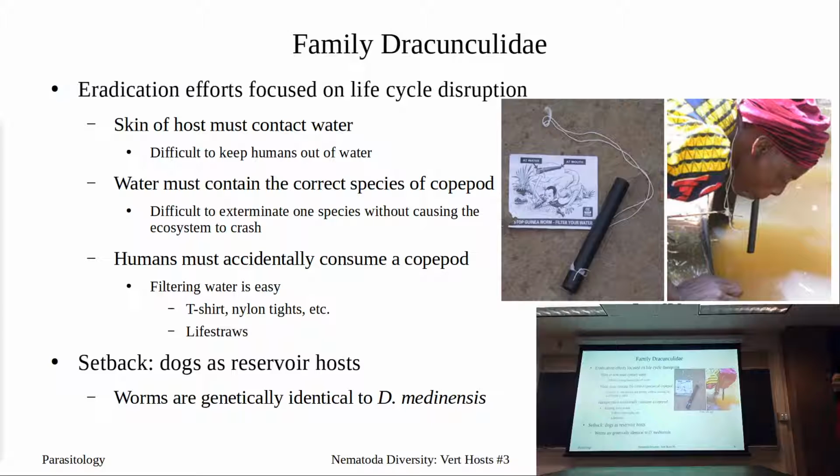All right. But interesting thing is that these worms are genetically identical to Dracunculus medinensis, which is the human parasite, which is arguing that this is not a different species. This is the same species. It's now going into dogs. Is this a host switch? Maybe. Or maybe it just didn't need to go into dogs, or we never noticed that it went into dogs.